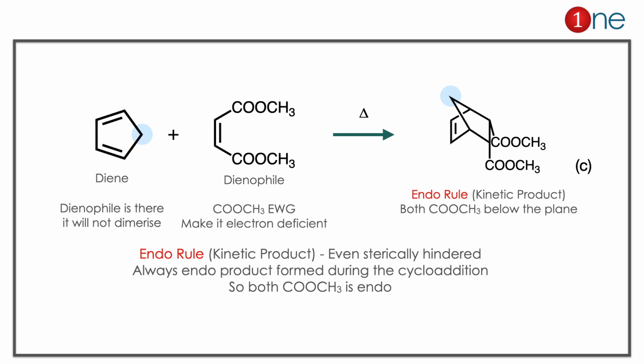Here if you look at the diene and dienophile, with the chance of bicyclic ring formation, you might know the endo rule. The endo rule always says that the endo product is favored in the cycloaddition reaction. So it's a kinetic product, even though it is sterically hindered. So always the endo product is formed during the cycloaddition reaction.